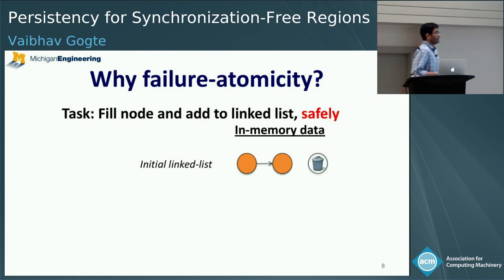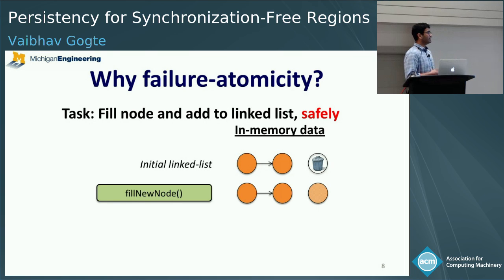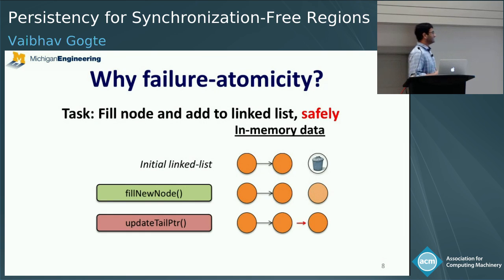Let's look at each of these guarantees in detail. First, why do we need failure atomicity? What guarantees does it enable? On your right, I'm showing you an example of a linked list and an operation to add a new node to this linked list. This operation involves two steps. First, filling a new node or adding a new node. And second, updating a tail pointer to point to this new node. These two steps need to happen in this very specific order.